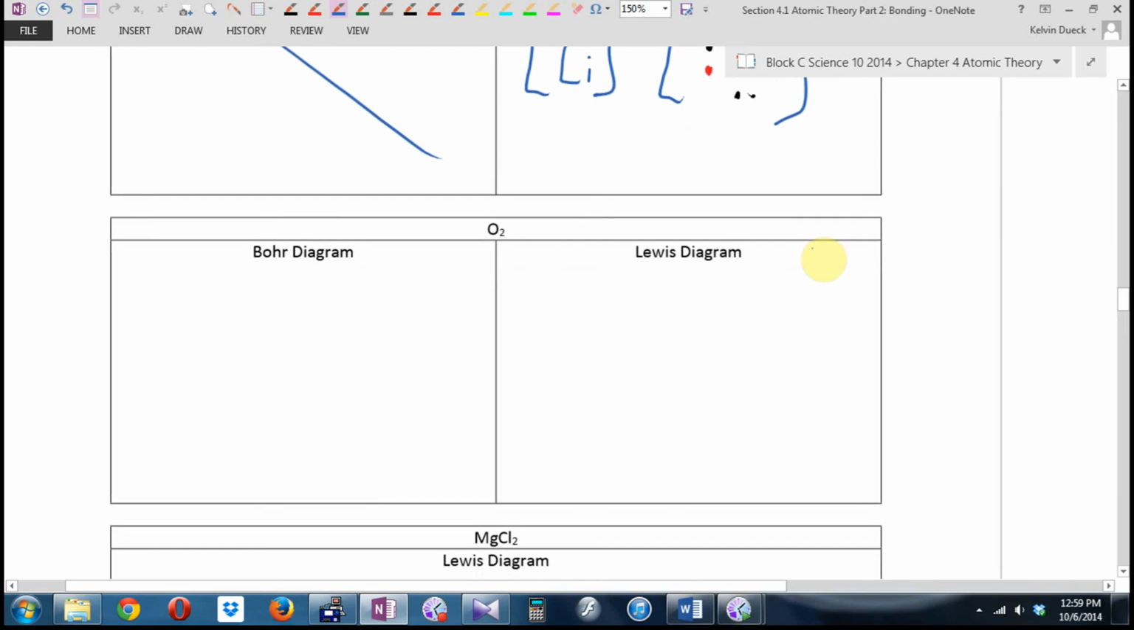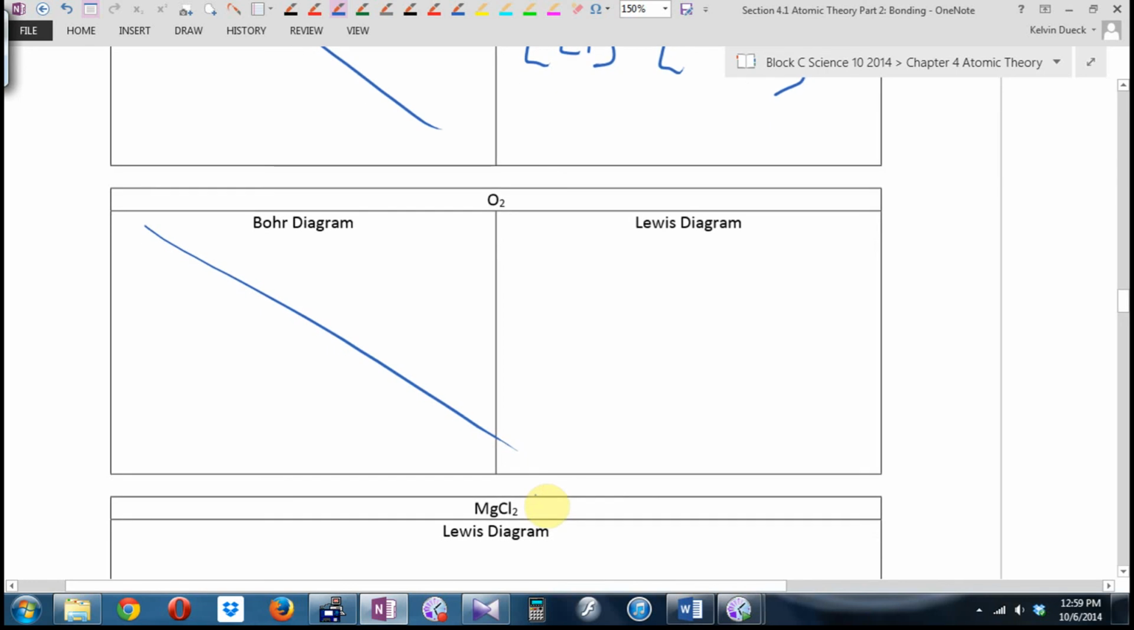This one is tricky. Again, skip the Bohr. O2, is there a metal? In fact, this is a diatomic. So how am I going to draw this? Well, I'm going to put an O there, and I'm going to put an O there.